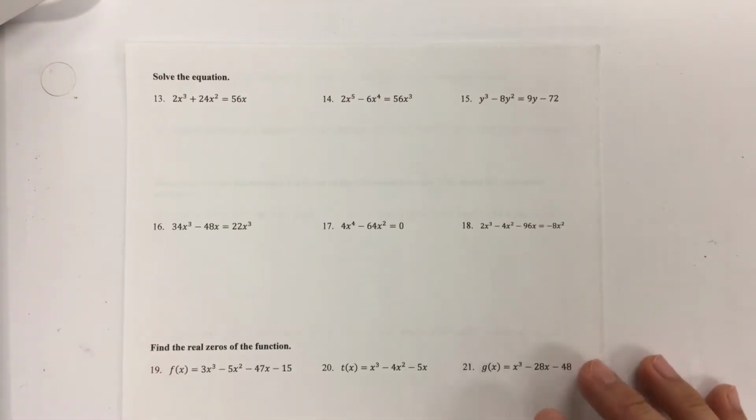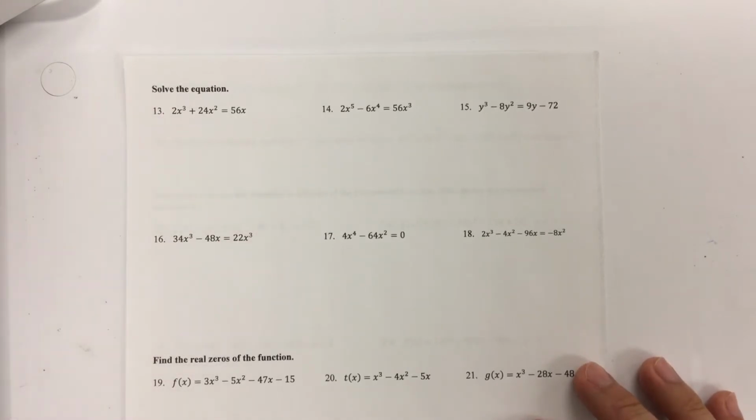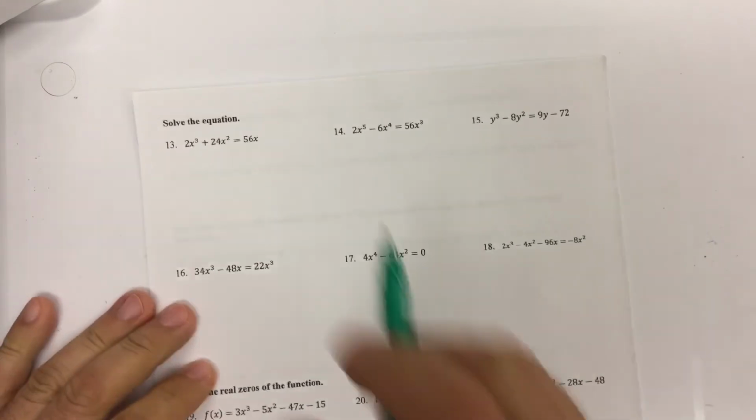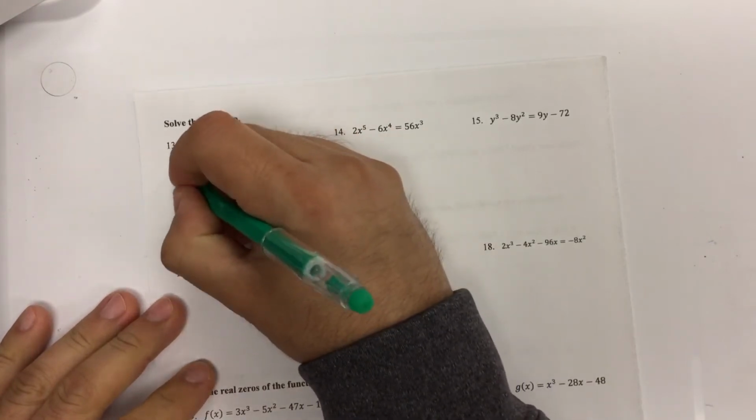All right, so here's number 13. These ones do say to solve now. So the first thing I'm going to do is make sure I set it equal to 0. So I'm going to subtract the 56x over.